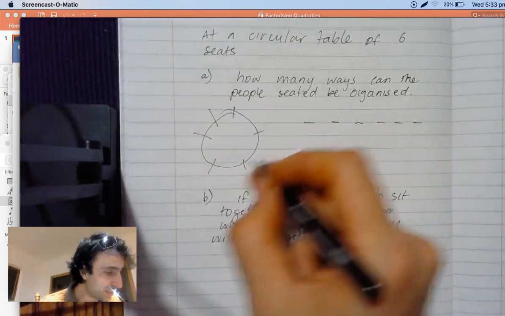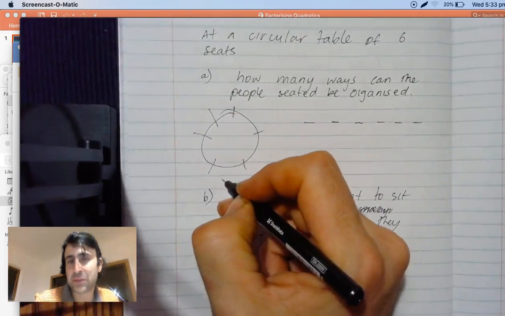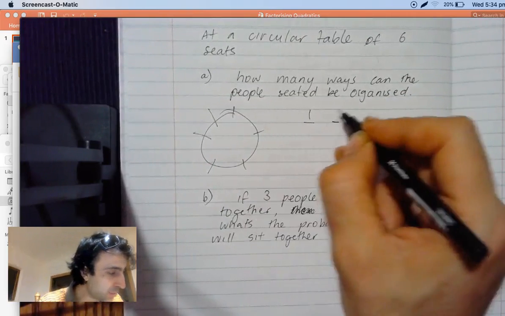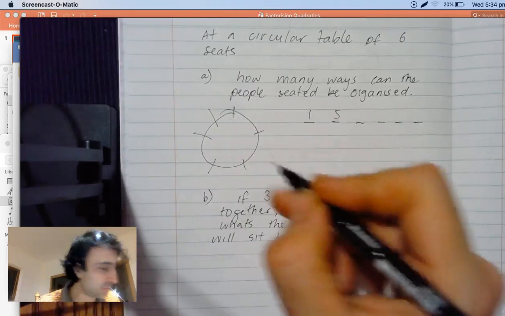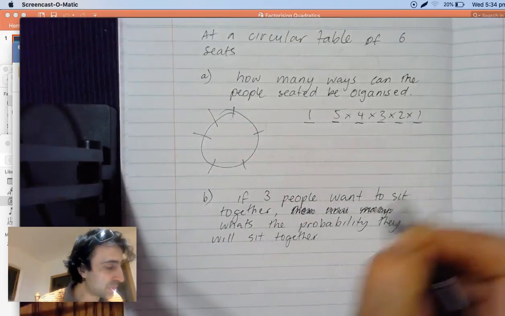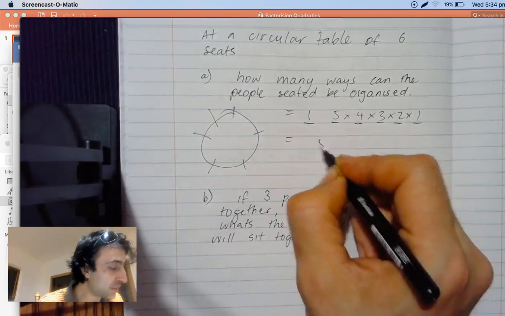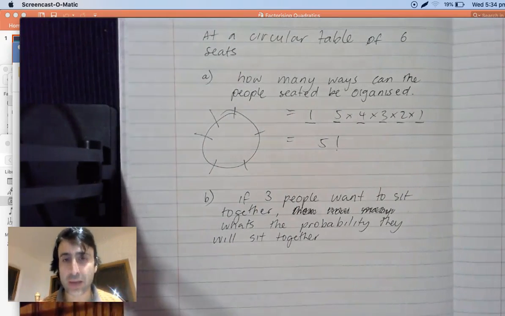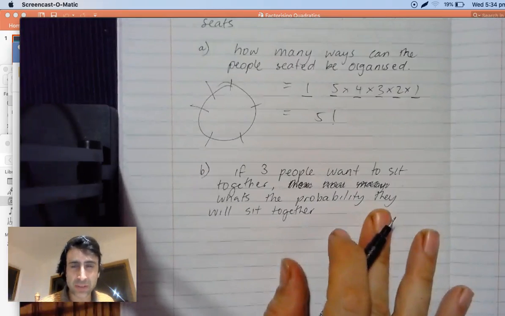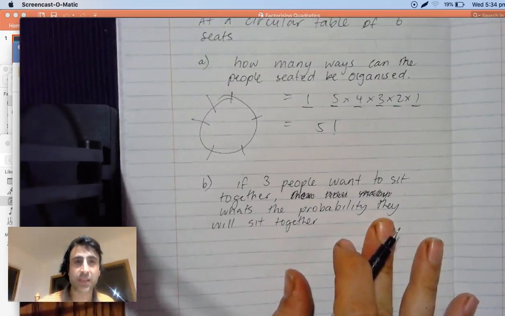1, 2, 3, 4, 5, 6, we can still explain it this way. The first person can sit anywhere, so it doesn't really matter, whereas the remaining people sit relative to that person. And so in this case, how many different ways can they be sorted? 5 factorial ways.